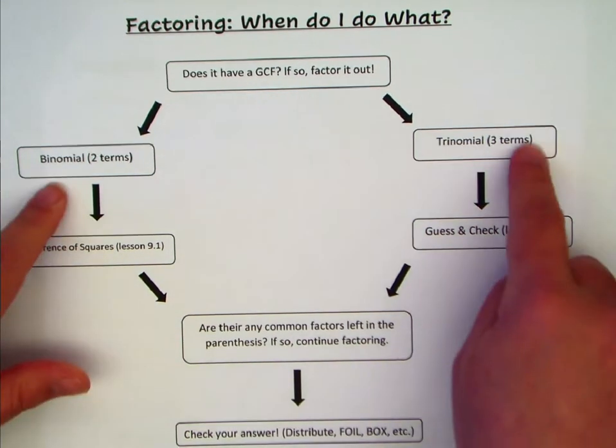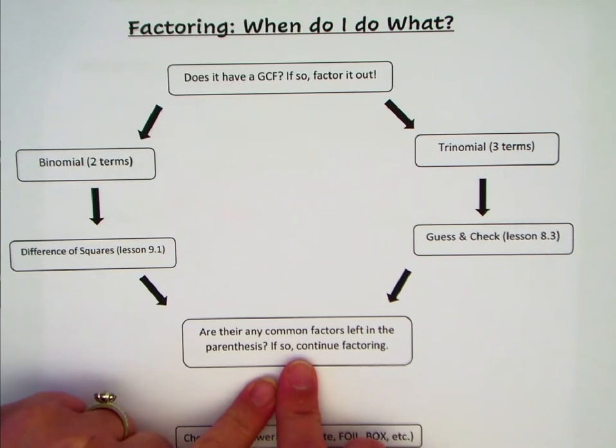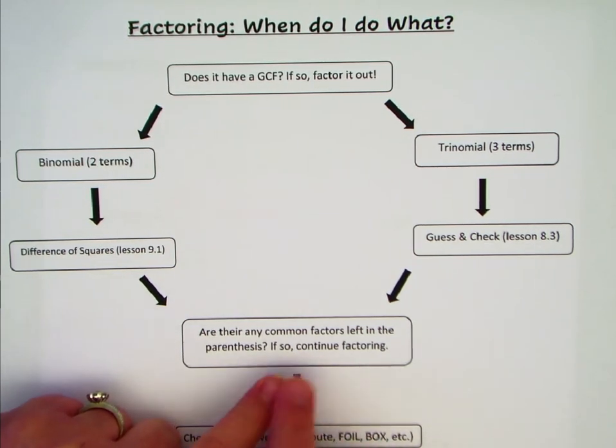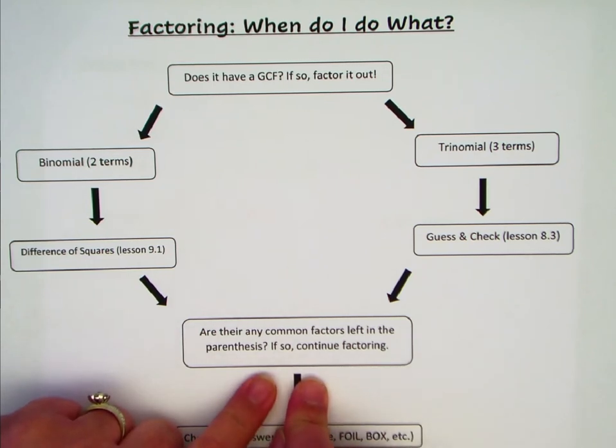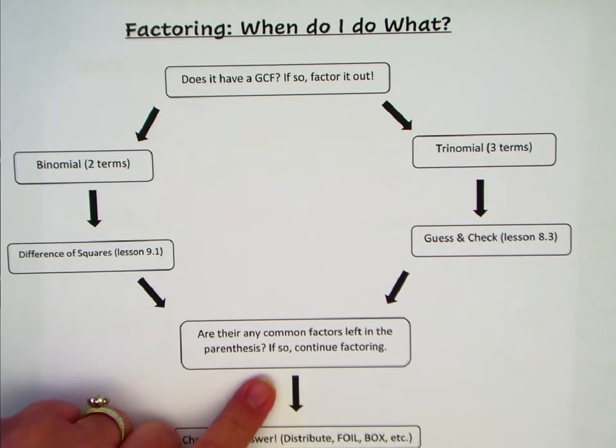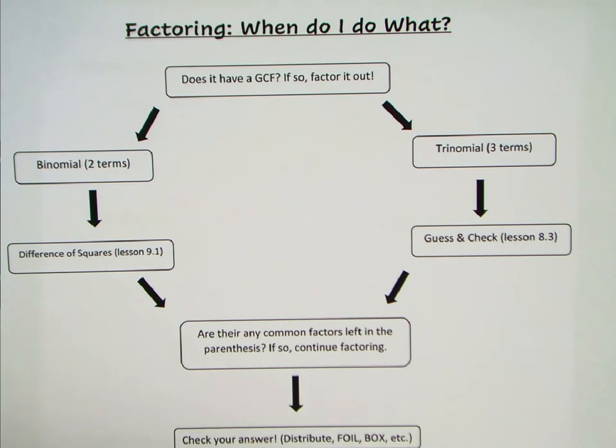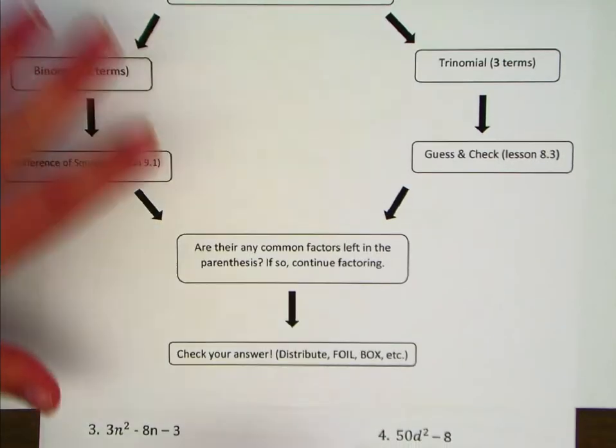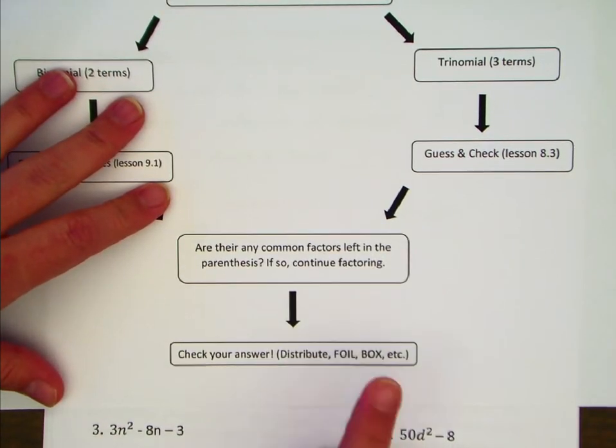Okay, and then after that, we make sure that we have factored it completely. If there are any common factors left in the parentheses, it is not factored completely, which means you did not factor out the greatest common factor. You might have just picked a smaller common factor. And then as always, you have to check your answers: distribute, FOIL, or box.